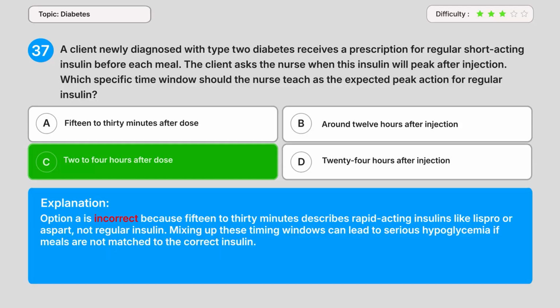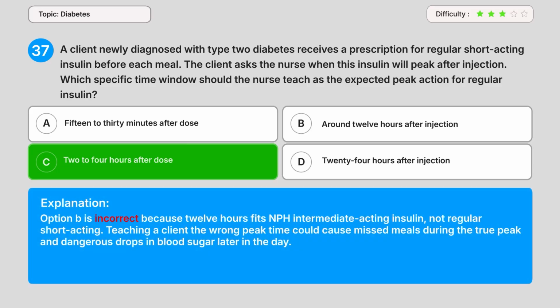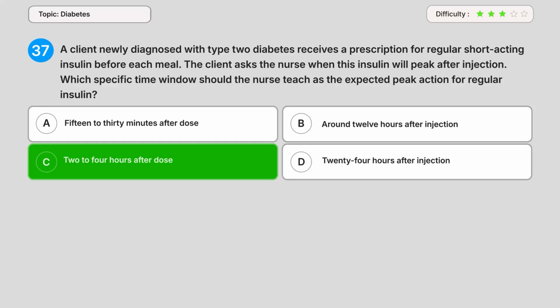Option A is incorrect because 15 to 30 minutes describes rapid-acting insulins like Lispro or Aspart, not regular insulin. Mixing up these timing windows can lead to serious hypoglycemia if meals are not matched to the correct insulin. Option B is incorrect because 12 hours fits NPH intermediate-acting insulin, not regular short-acting. Teaching a client the wrong peak time could cause missed meals during the true peak and dangerous drops in blood sugar later in the day.